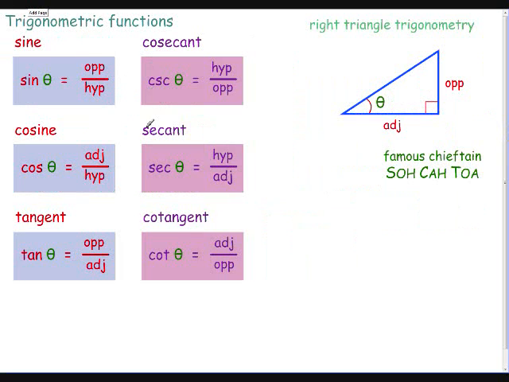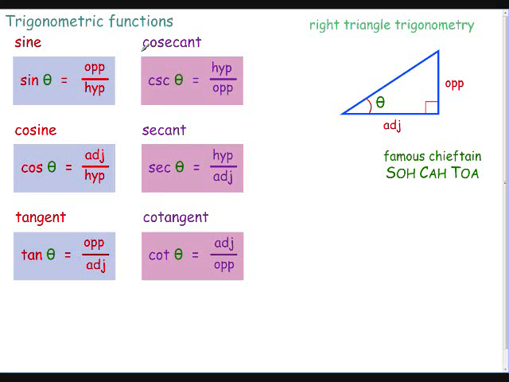The other 3 ratios: sine has a reciprocal ratio called cosecant, which is just the reciprocal of sine. Instead of being opposite over hypotenuse, it's hypotenuse over opposite. Cosine, its reciprocal is secant. Instead of adjacent over hypotenuse, the ka, it's now the hypotenuse over the adjacent.